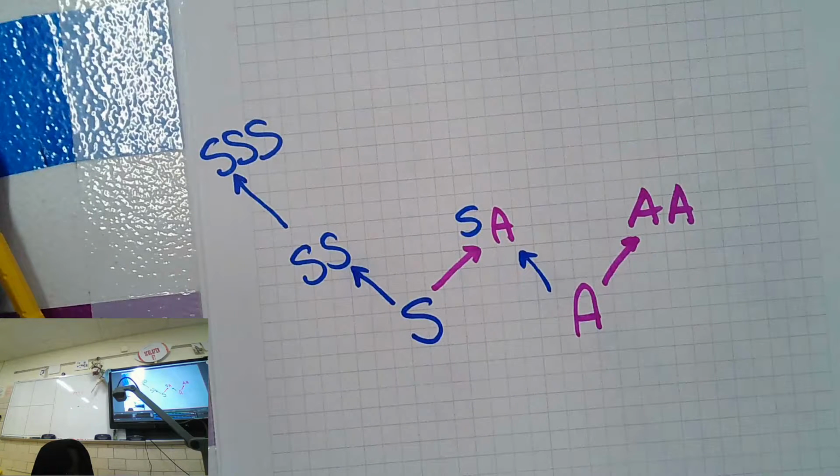Now there's another way to write this. Notice this one, there's another way to write it, AS instead of SA, but they're the same word. Same thing here with SSA, so I'm going to write this. There's our two. You can do more.